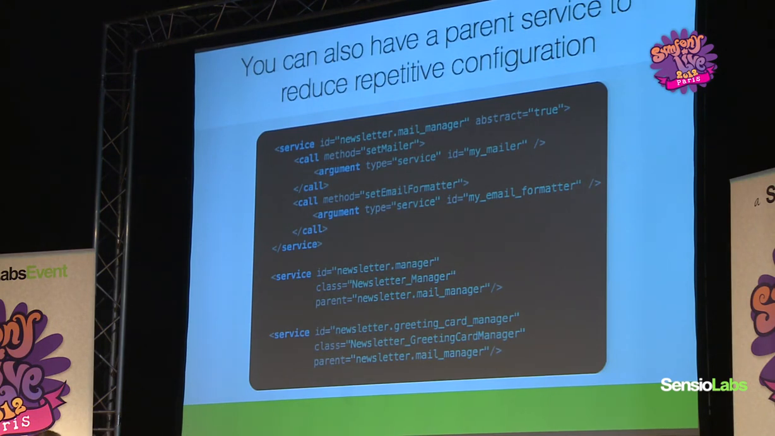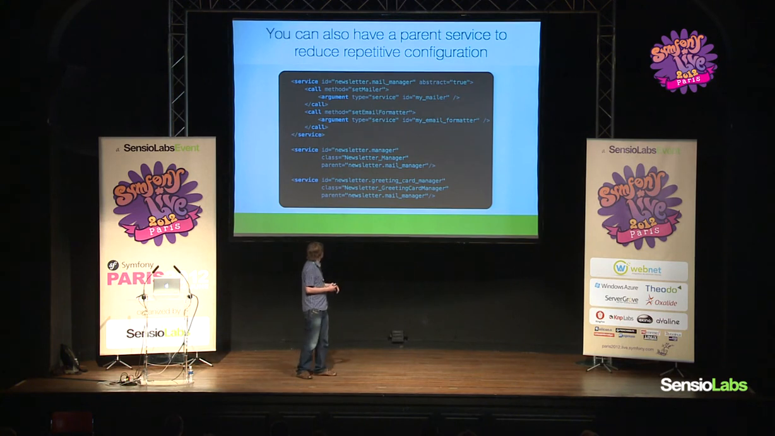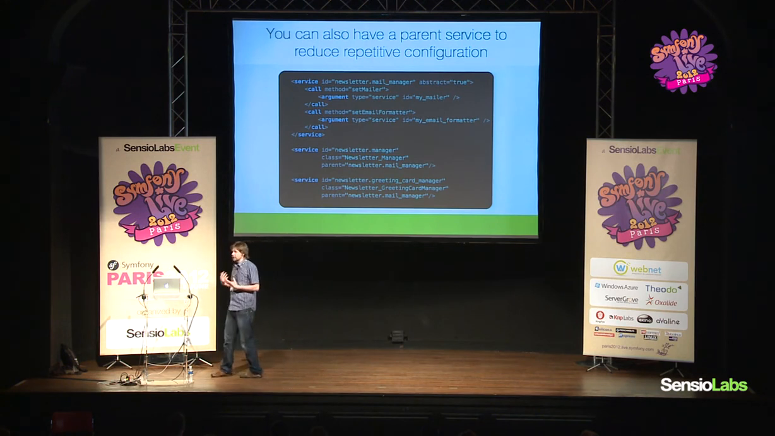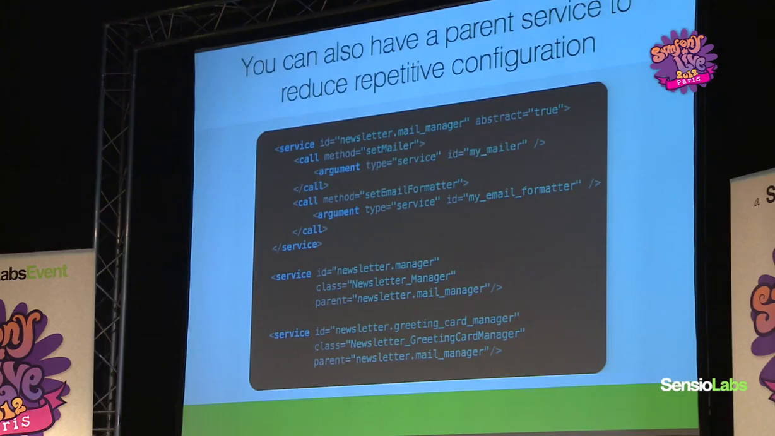But what we can do is have other services inherit from it. So we have the newsletter manager and the greeting card manager, and these are the real services that we can take. And then just with this attribute, we say that they inherit from the service at the top, the newsletter mail manager. Then when you request one of these services from the container or inject it into something else, they will inherit those setter methods. Those will get called during the creation of that service. So then we can have one place that defines those setter calls and inherit from it for our other services.